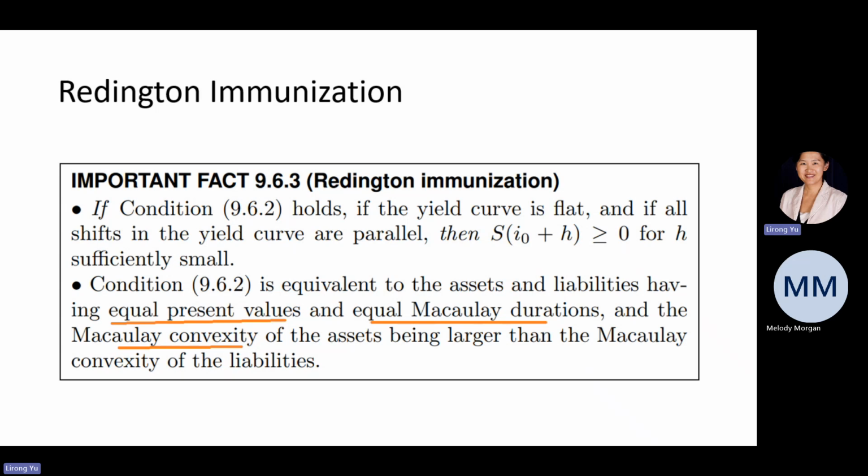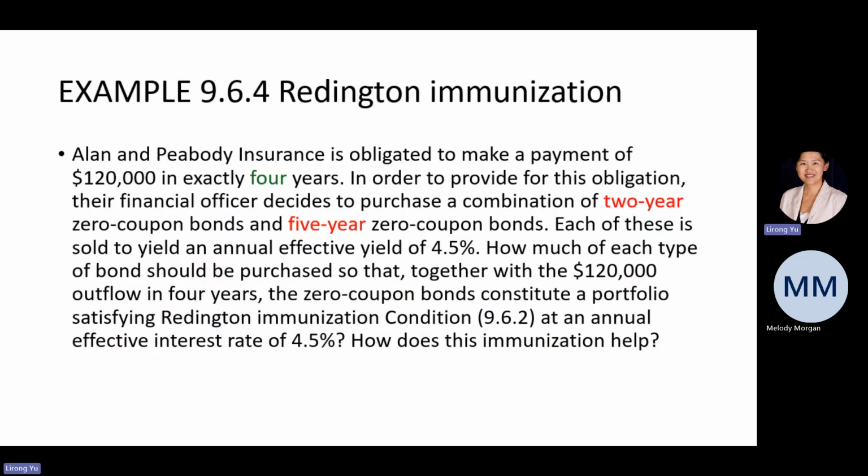Another thing is the second derivative being positive means that the Macaulay convexity of the asset is larger than the Macaulay convexity of the liability. That is really the second derivative that we're talking about there. We didn't really focus on the convexity, but you can definitely study the second derivative for it. Any question? So especially that's really about the concavity of the value function. Okay, so let's look at a couple of examples. How do we achieve it?